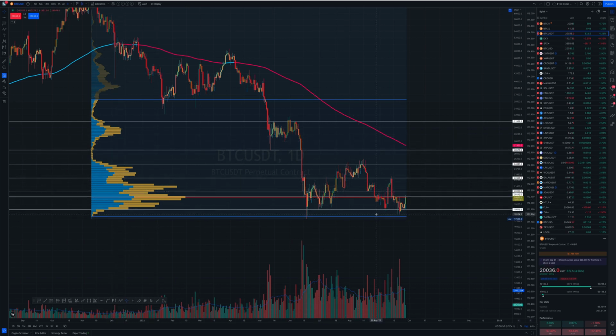Now the other thing I like to do on this range, on this volume profile, is these blue lines. These are called the value areas. Value area low at the bottom, and a value area high at the top. And I'm just going to draw a couple of lines here, one on the bottom blue bar, and another one on this top blue bar.